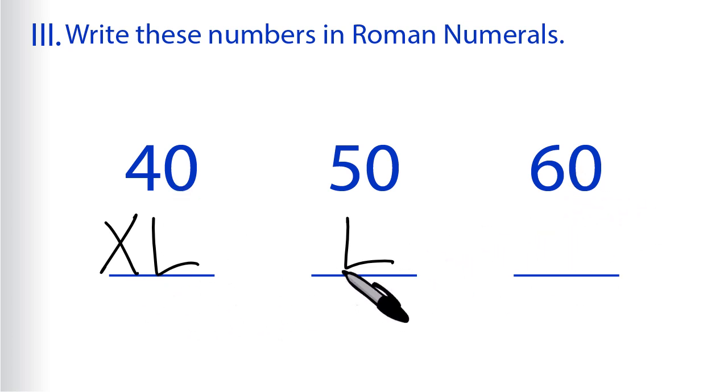And for 60, we do something similar, but we put it after the L, so that means that we add it. So we have LX, which means 50 plus 10, which is 60. So these numbers in Roman numerals are 40 is XL, 50 is L, 60 is LX.